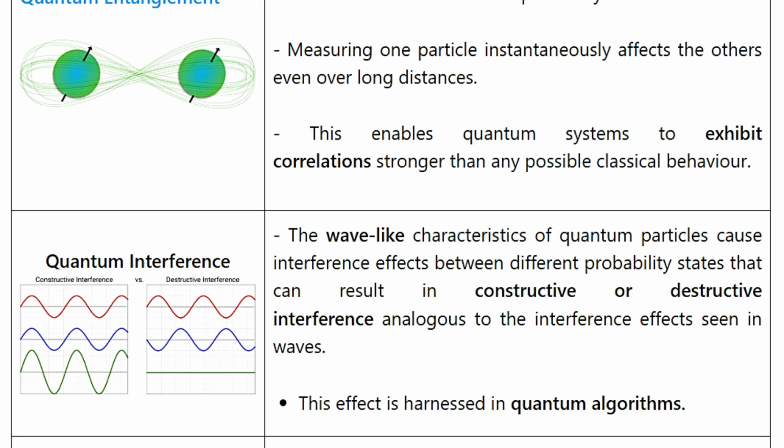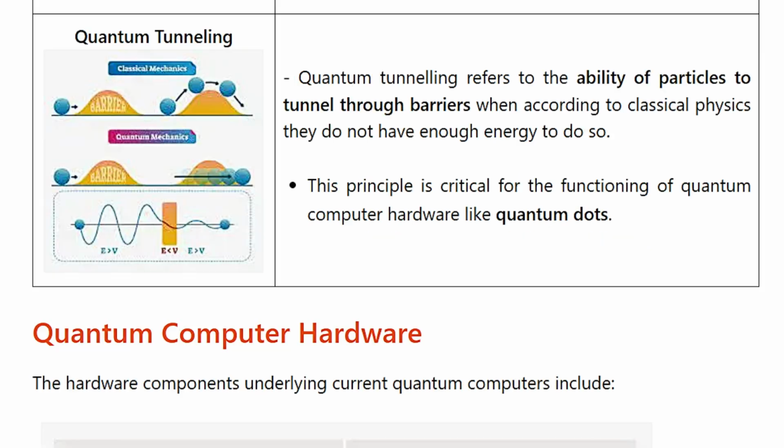Quantum interference. The wave-like characteristics of quantum particles cause interference effects between different probability states that can result in constructive or destructive interference, analogous to the interference effects seen in waves. This effect is harnessed in quantum algorithms.